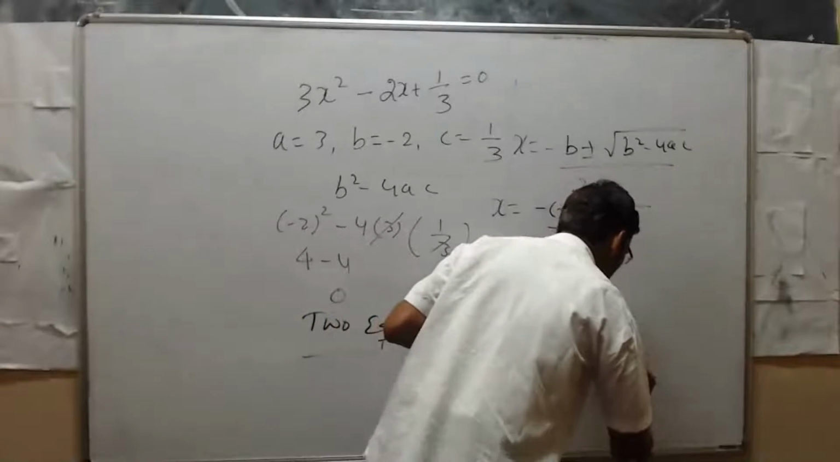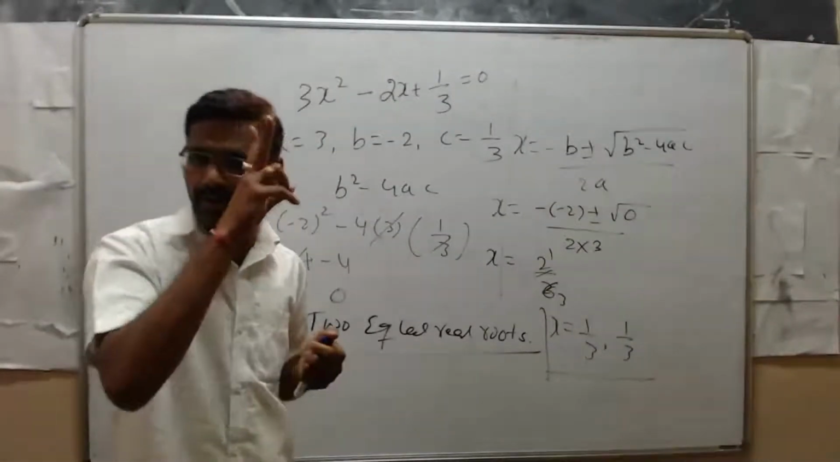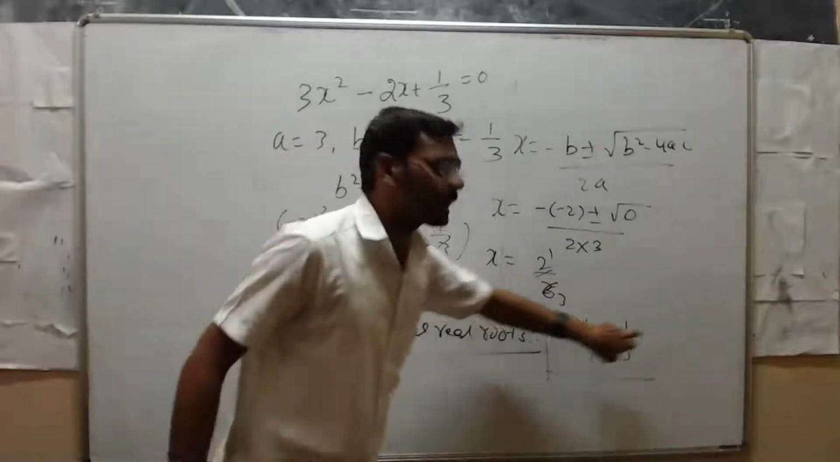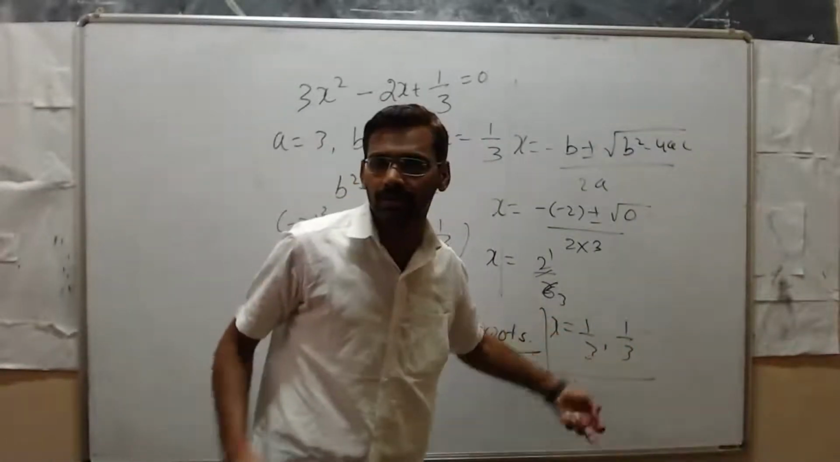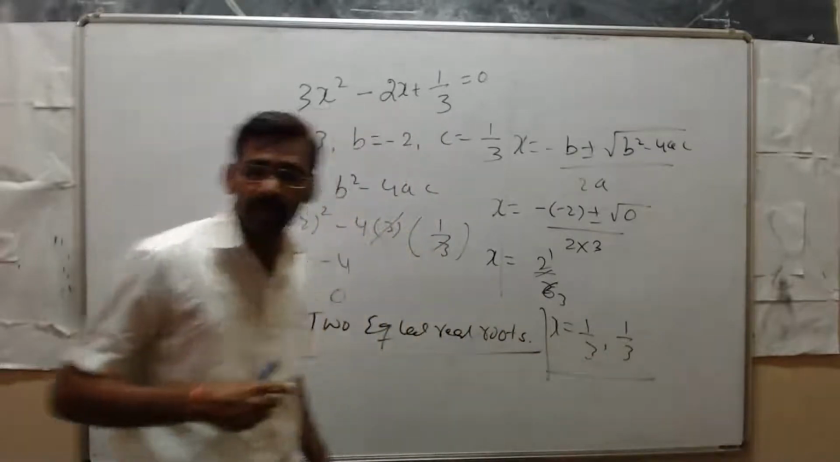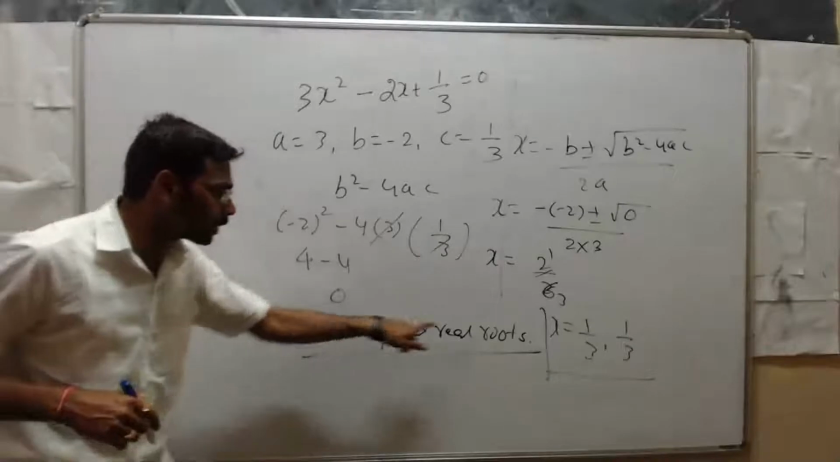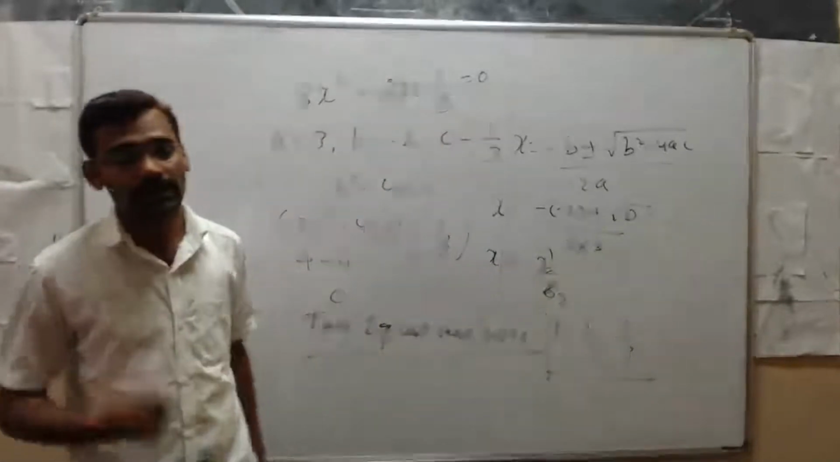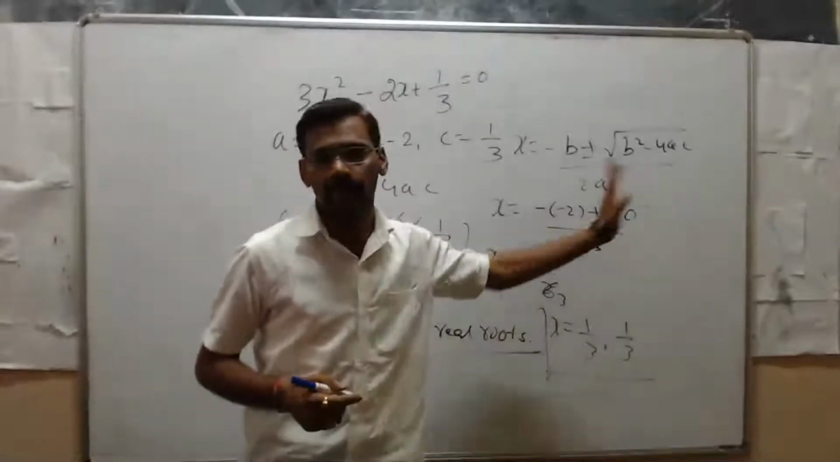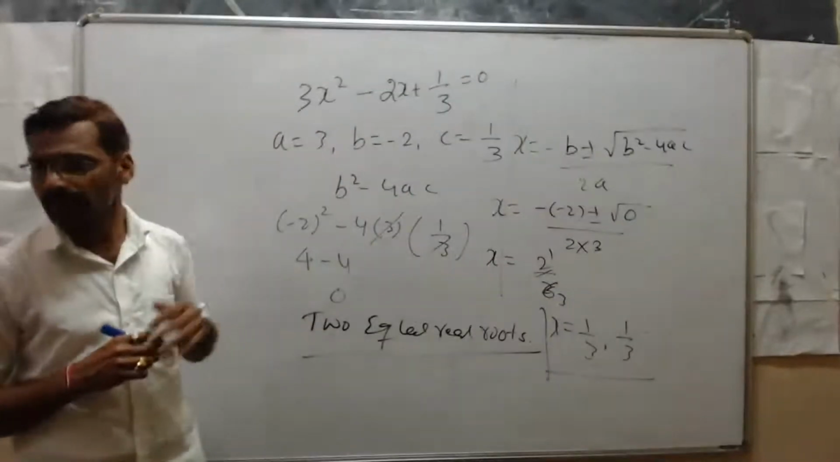Another one is also 1 by 3 because a quadratic equation has two roots. If both are equal roots, what does it indicate? A quadratic equation always has two roots. If b square minus 4ac value is 0, then both roots are equal. If one is 1 by 3, another one is also 1 by 3. Whether we take plus 0 or minus 0, it comes the same. For this reason both are directly 1 by 3, 1 by 3.